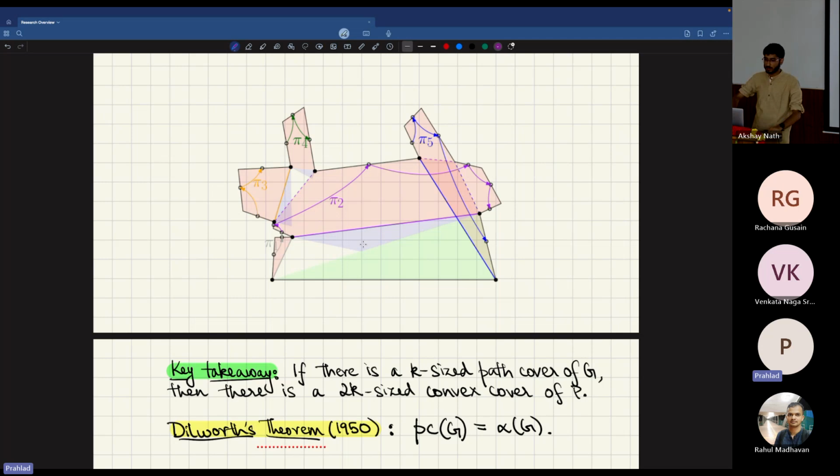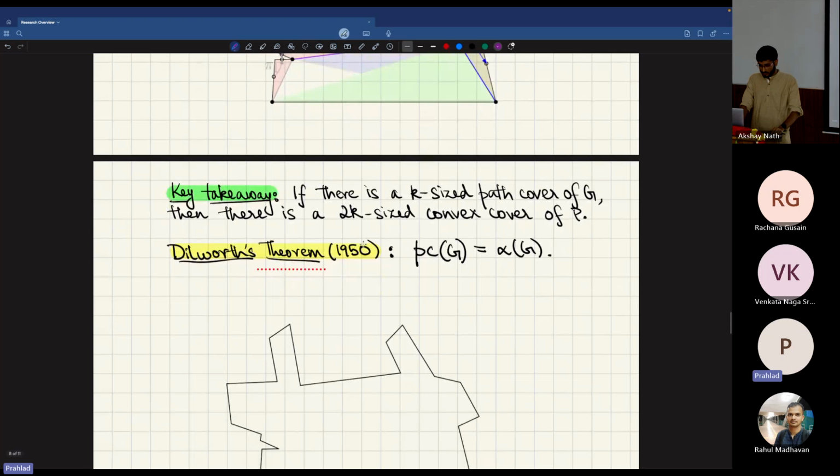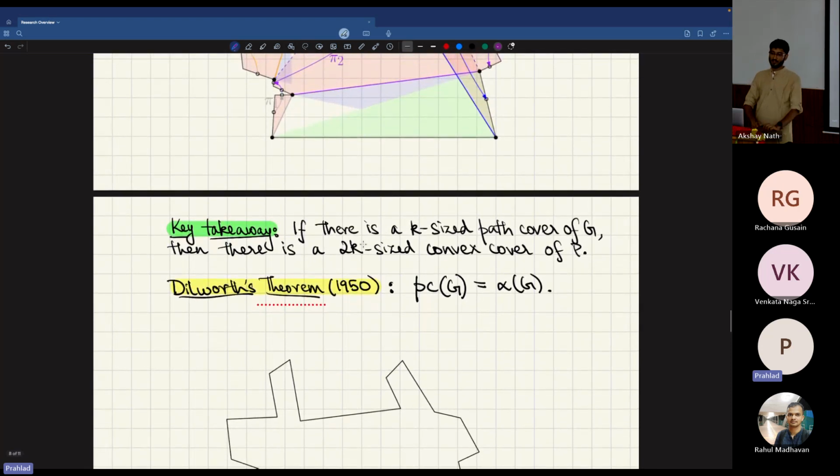And if you extend that optimally or something like that, you get to cover the entire polygon. But we weren't able to do that. If you are, then you improve everything by 2. Right. So here's the key takeaway: if you have a k-sized path cover of G, then there's a 2k-sized convex cover of P. Of course, here P is a weakly visible polygon, right?